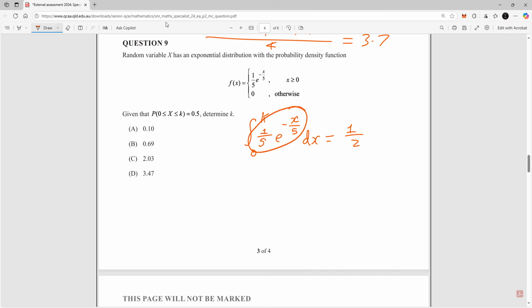So if we integrate that here, we have to divide by the derivative of the inside function. So the derivative of that there would be negative a fifth, okay?